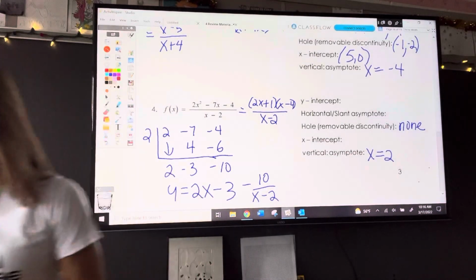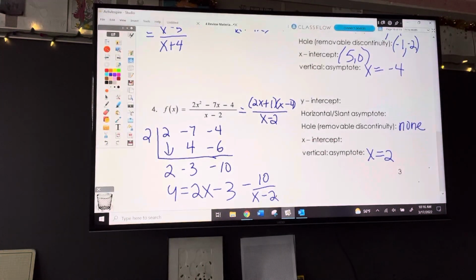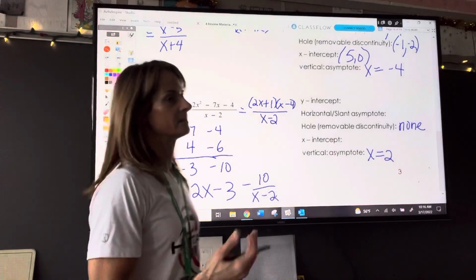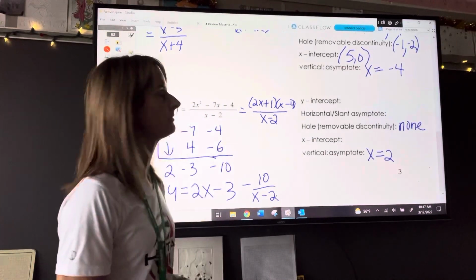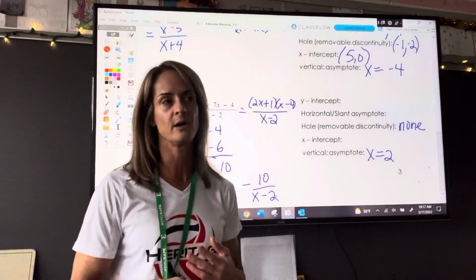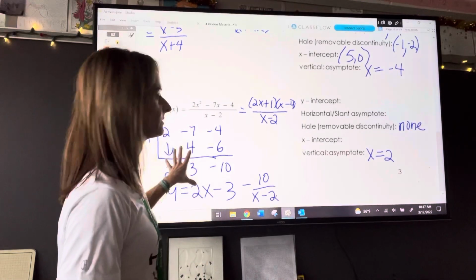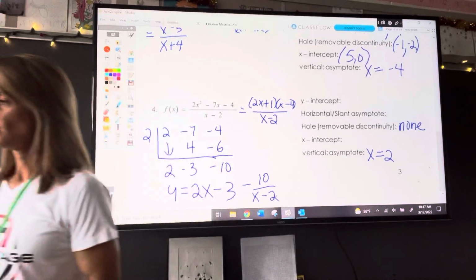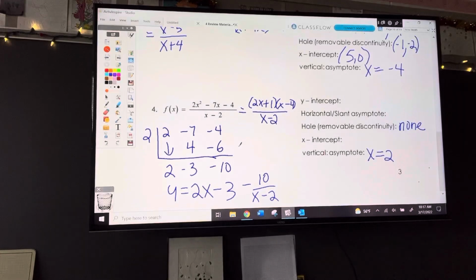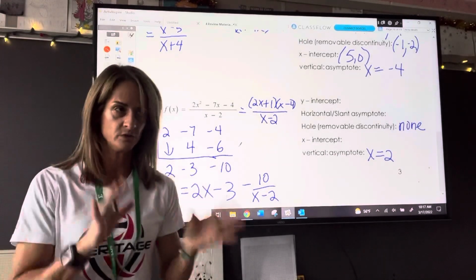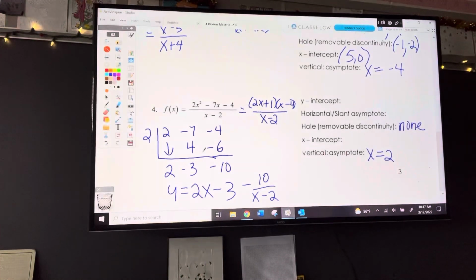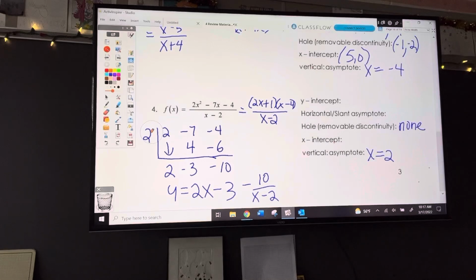Nick? Can you only use synthetic division when there's one term in the denominator? Yes. Okay. So the problem that we did last class had like an x squared plus 2 or something, so we had to use long division. I'm going to show you how to do this with long division, what it will look like. But anytime you can use synthetic, use it.